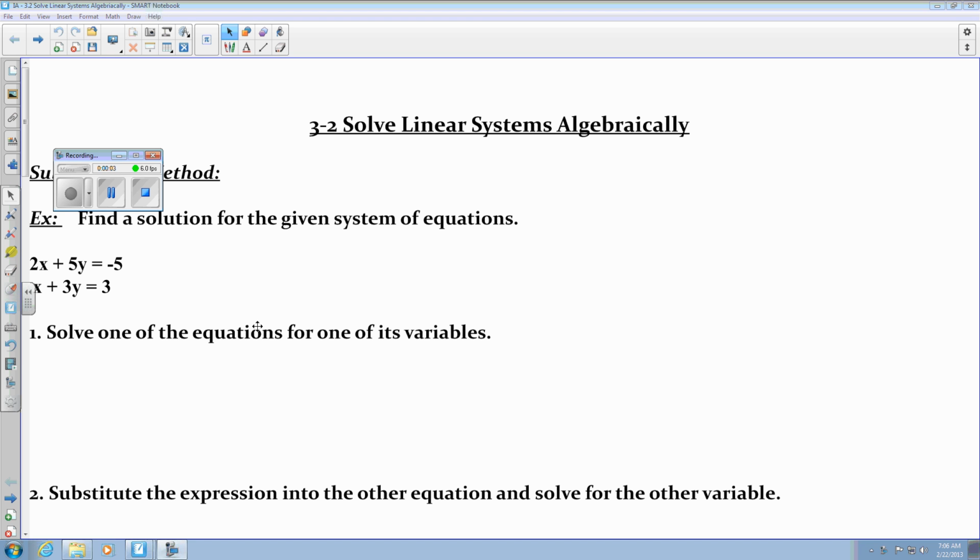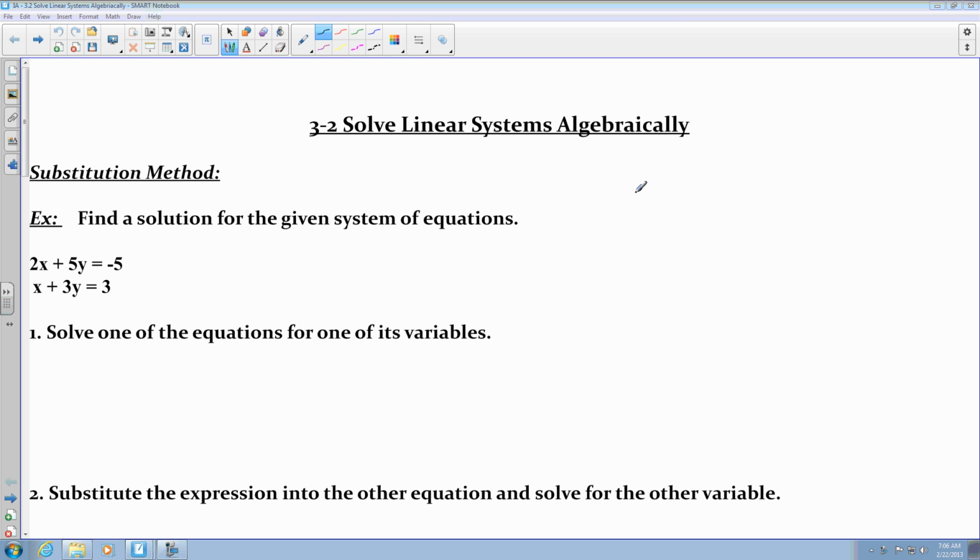Okay, we are in section 3.2 where we are continuing solving systems of linear equations. This time it's not by graphing, but it's solving things algebraically. You can solve things algebraically in two ways, one of which is called the substitution method, and the other one is called the elimination method. We did something like this in beginning algebra, so some of this will be reviewed.